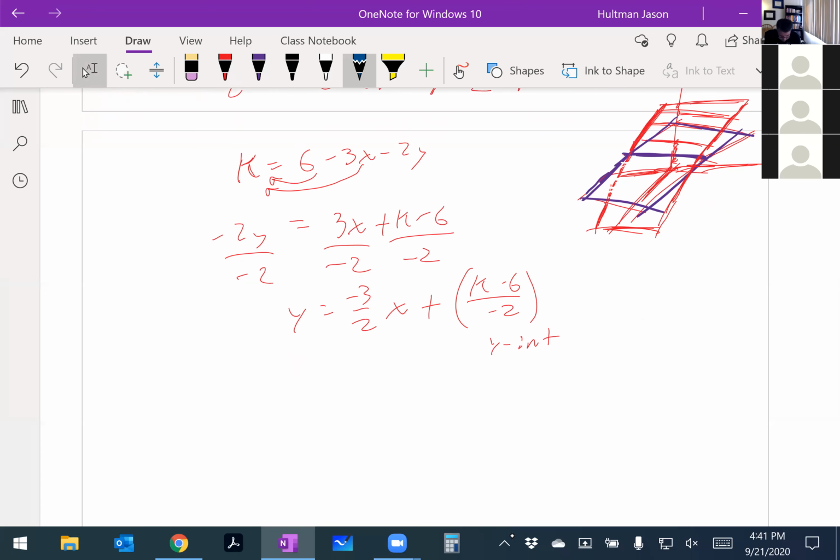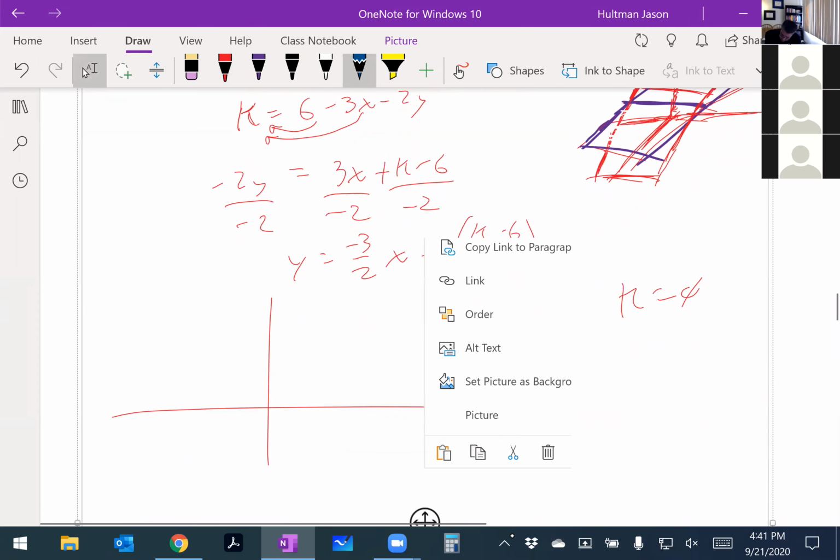And so what are we getting if we graph this thing? Well, we'll just get a bunch of parallel lines, right? For example, let k equal 0. What would k equal 0 be? Well, k equals 0 would just be this line.